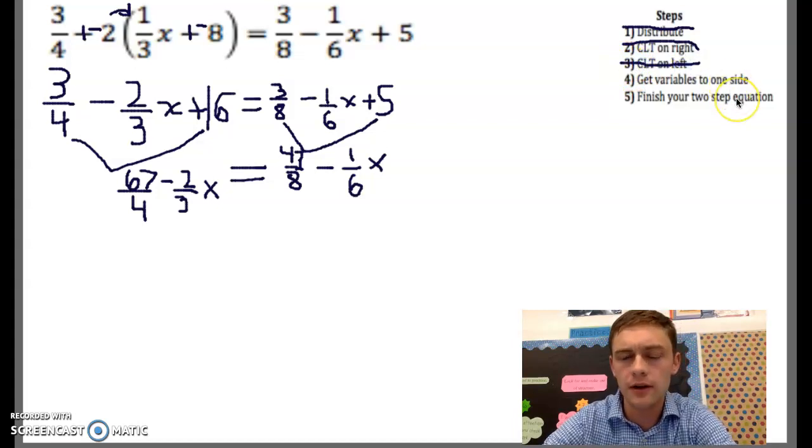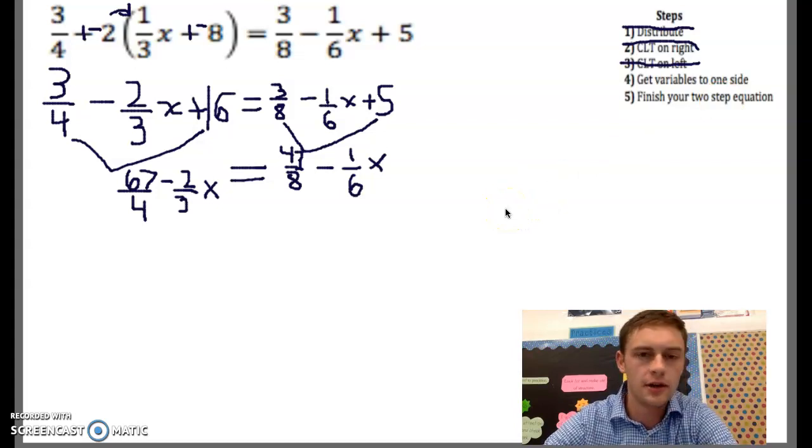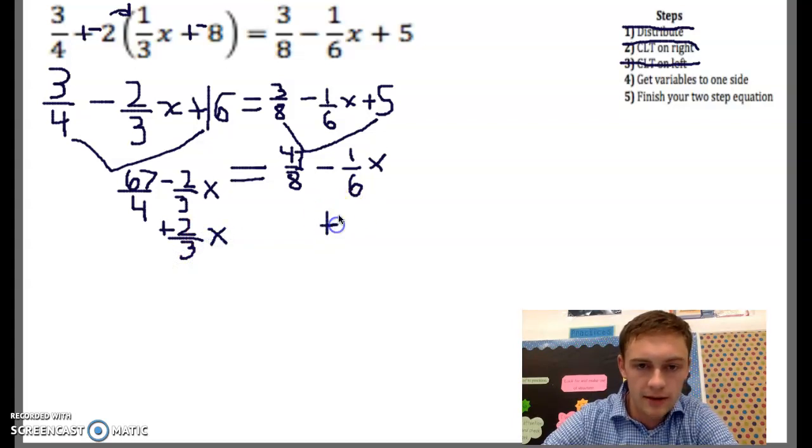Step 4, get variables to one side. So ask yourself, what would I do here? Let's get variables to one side. We don't have to worry about the numbers. We have a -2/3 x and a -1/6 x. Doesn't matter what you do, but I'm going to take this -2/3 x, and to get rid of it, I'm going to add 2/3 x. We aren't going to do any dividing. I know it's a fraction, but just follow those steps. Get variables to one side. You do that by adding or subtracting.